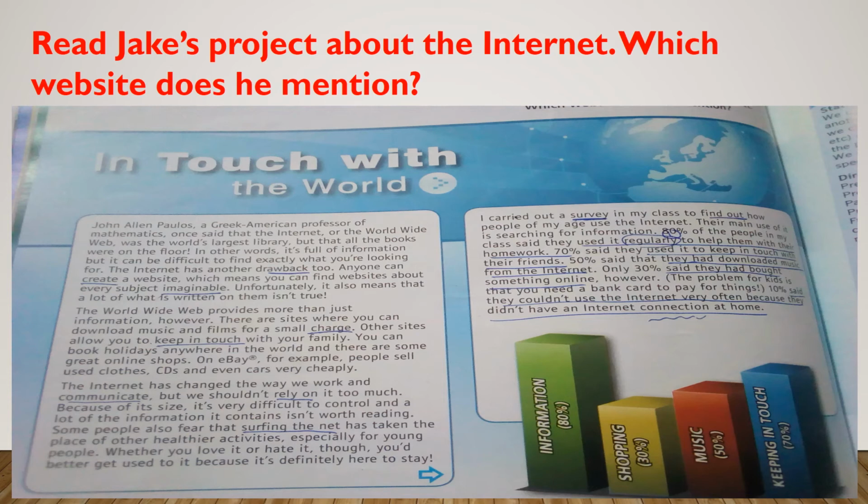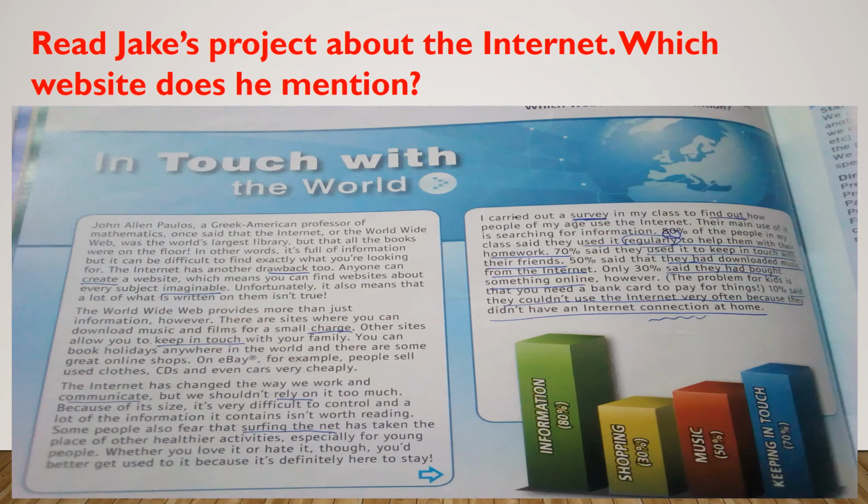So you can't rely on the internet too much because of its size, as the information it contains isn't worth reading. Some people also fear that surfing the internet has taken the place of other healthier activities, especially for young people. So here, Jake is talking about one of the drawbacks of the internet, that it affected our social life. Surfing the internet has taken the place of other healthier activities.